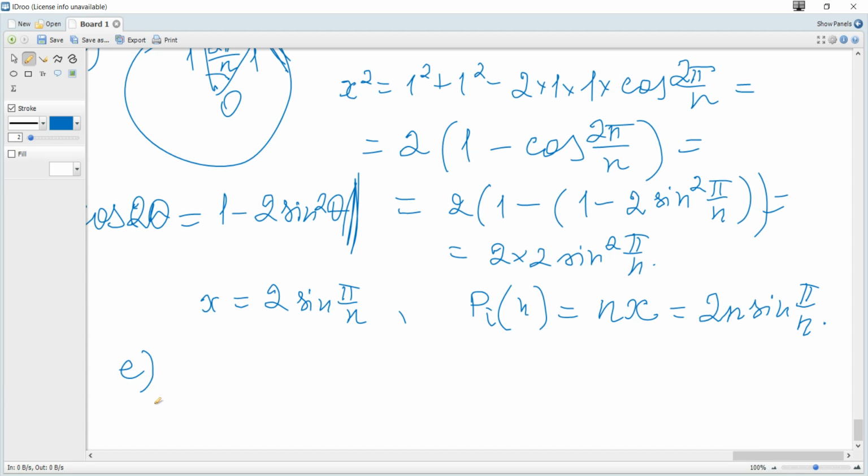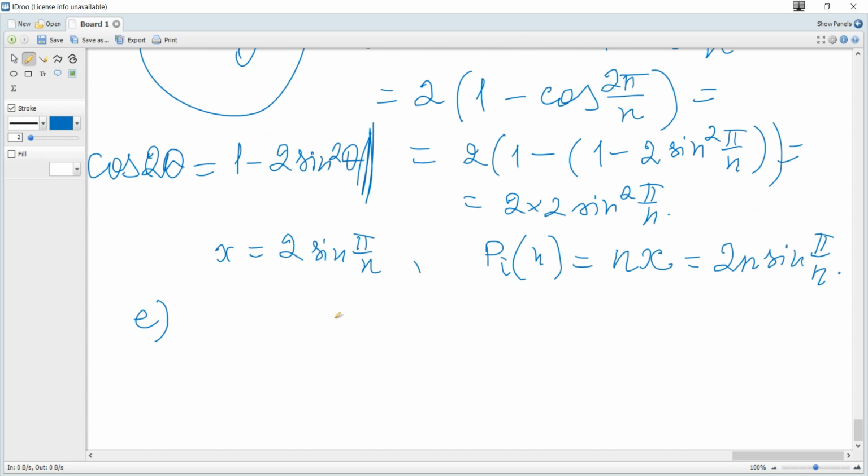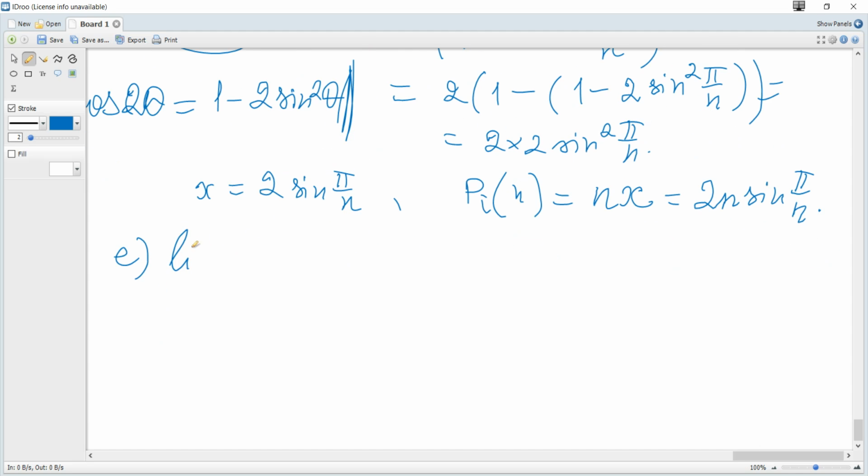Use an appropriate Maclaurin series expansion to find the limit when n tends to infinity of p I of n, and interpret this result geometrically. 5 marks. So we should consider the limit as n tends to infinity of this p I of n.